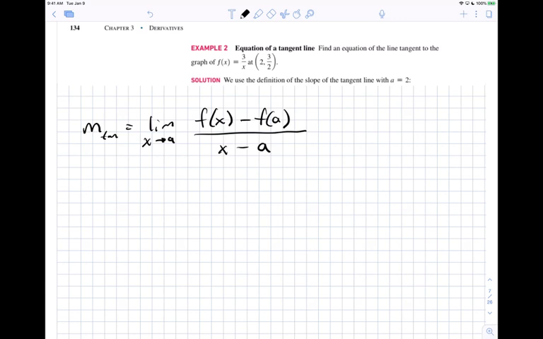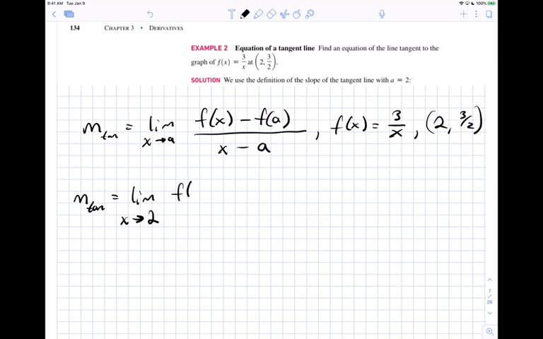Now our f of x in this case is going to be 3 over x, and we want to consider the point 2 comma 3 over 2, all right? So this is going to give us the slope of the tangent line. Again, that's going to be the limit as x approaches 2 of f of x minus f of 2 over x minus 2. Now notice we can't just plug in 2 because we're going to get 0 over 0.